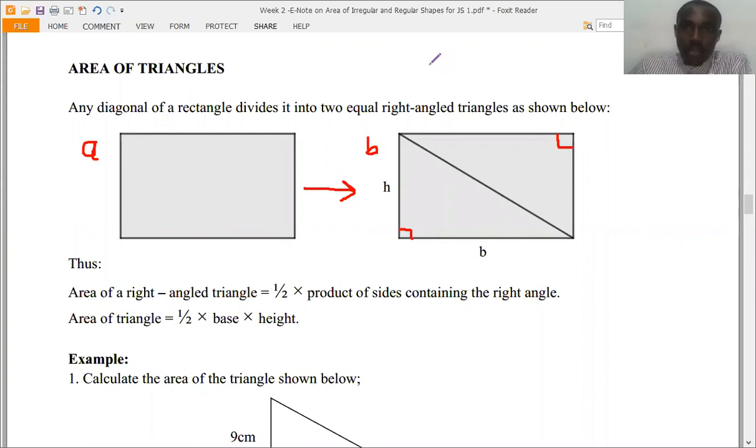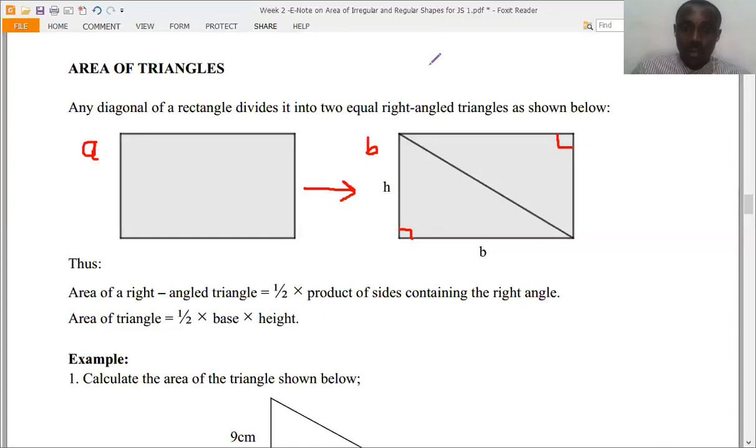All right, so this section is the second part of the video lesson on areas of regular and irregular shapes. My concern in this particular video is to talk about the area of triangles. And I want to start by bringing forward what we looked at in the last video. We looked at the area of a rectangle.